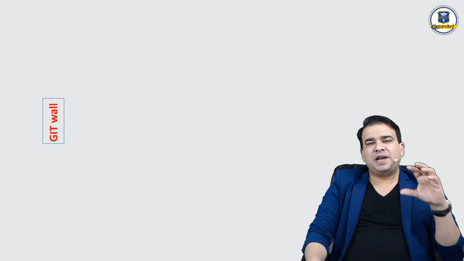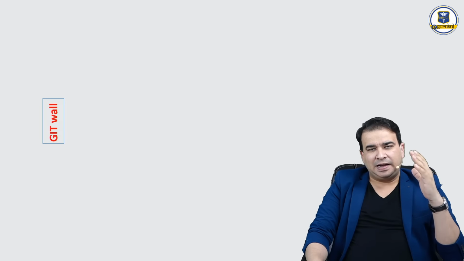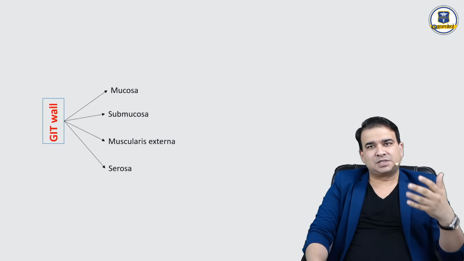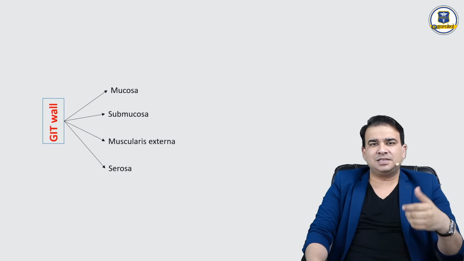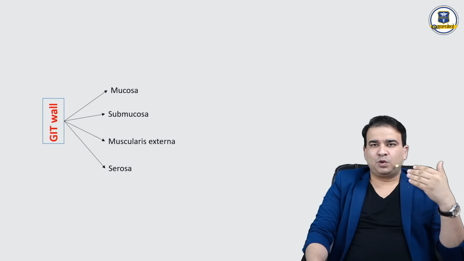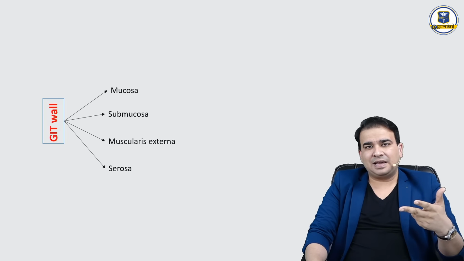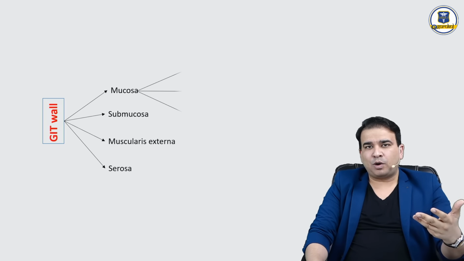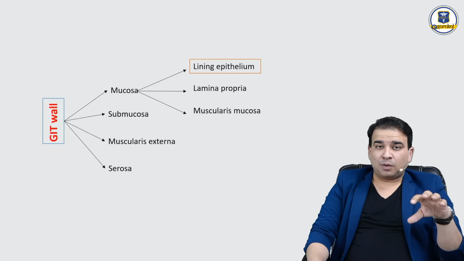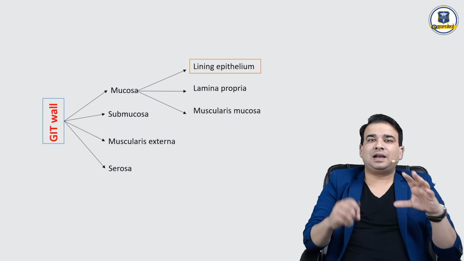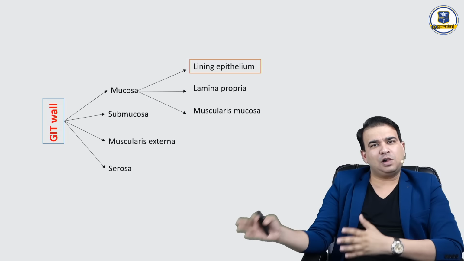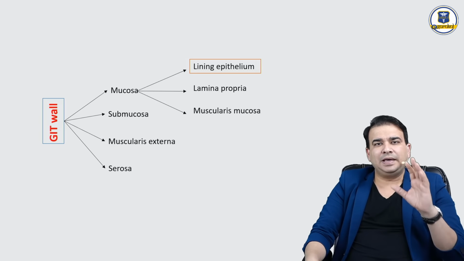Now let's talk about the GIT wall. Histologically, we can divide the wall of the gastrointestinal tract into 4 parts: the mucosa, the submucosa, the muscularis externa, and the serosa. And as we know, the mucosa can further be divided into 3 parts. Mucosa has 3 layers. One is the lining epithelium, we have the lamina propria, and we also have the muscularis mucosa. Because our topic is the lining epithelium, let us focus on the lining epithelium of the GIT wall, starting from the esophagus all the way to the anal canal. So let us start with the esophagus first.